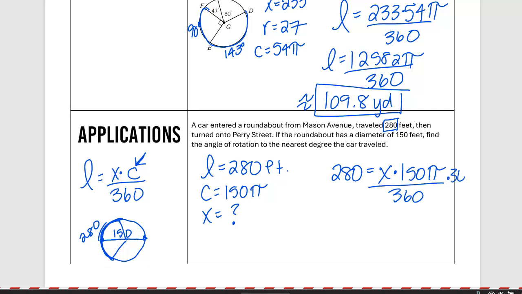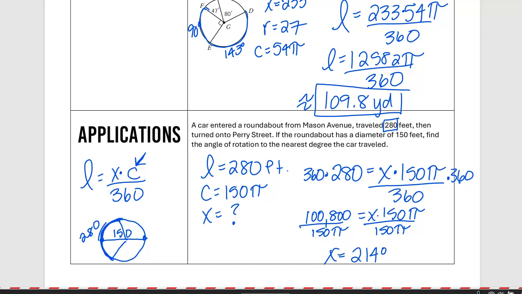So let's solve for X. First, we're going to multiply both sides by 360. So we get 100,800 is equal to X times 150 pi. And now let's go ahead and divide both sides by 150 pi. Into our calculator, we enter that value and we get x equals 214 degrees. So my picture is not accurate, but we went 214 degrees. And that's arc length.